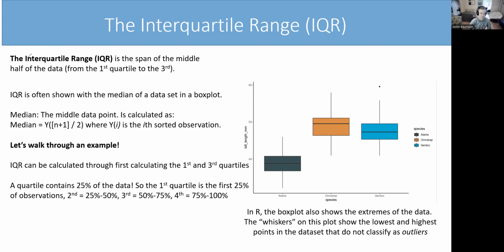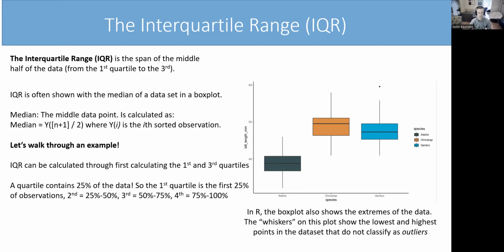You take your observations and you divide it, basically, by the sample size. IQR can be calculated by first calculating the first and then the third quartiles. A quartile contains 25% of the data. So the first quartile is the first 25% of observations. The second is 25 to 50%.